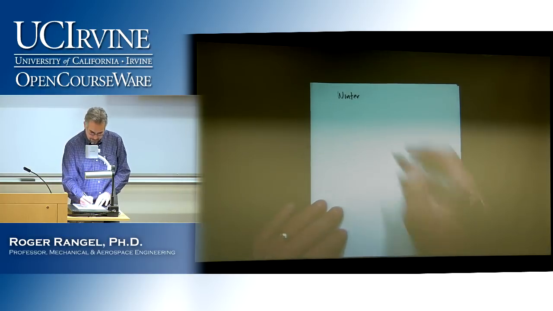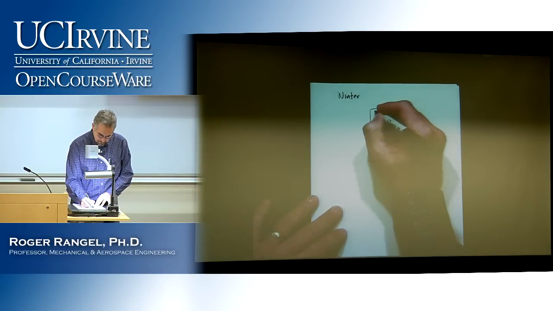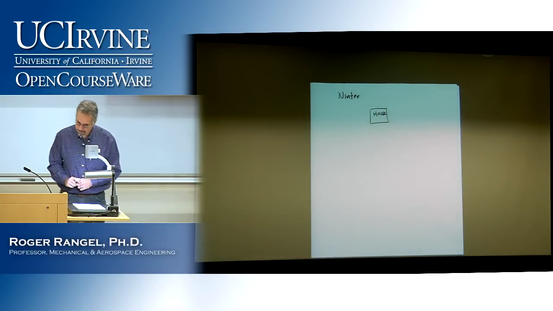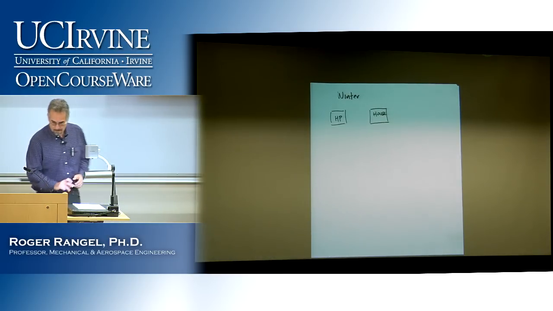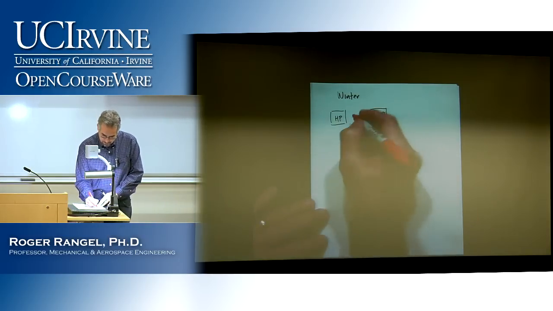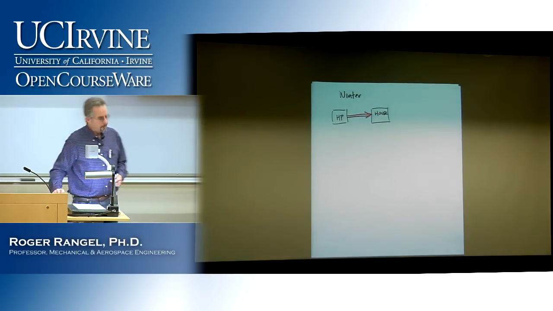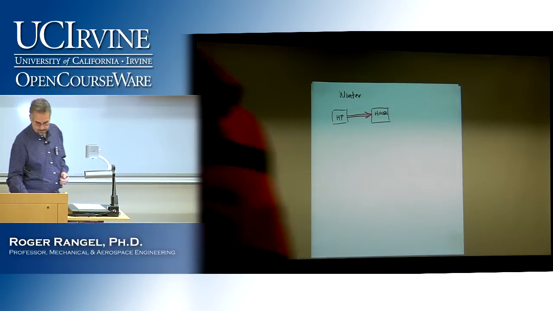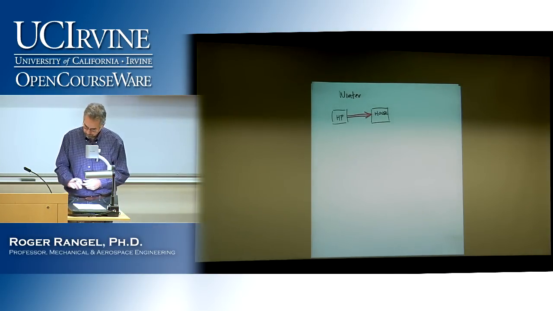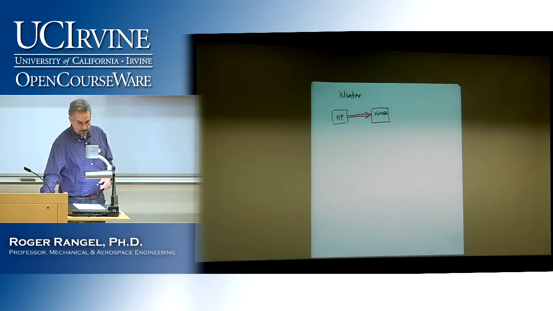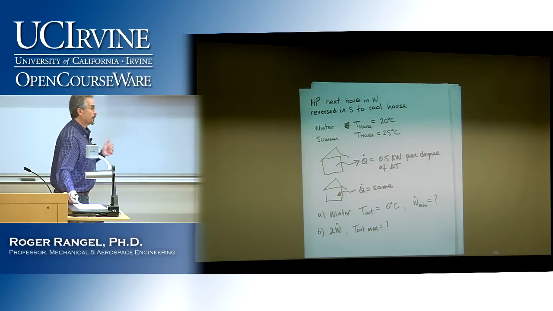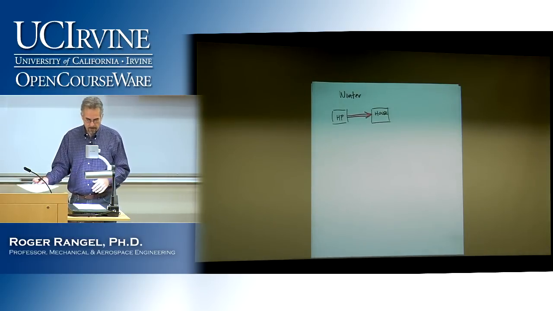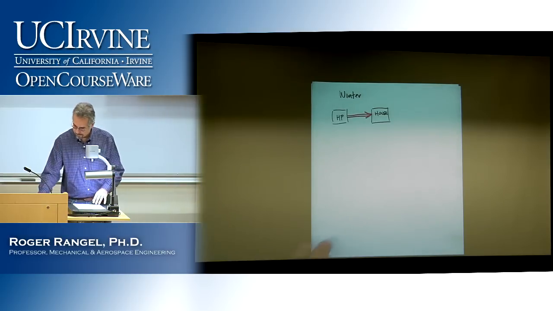all right, so let's say that this is the house, all right? And here is my heat pump. The heat pump is obviously what I'm going to use in the winter to put heat into the house. And the house, I was told, loses 0.5 kilowatts per degree of temperature difference to the surroundings, right? So I should have the surroundings here.